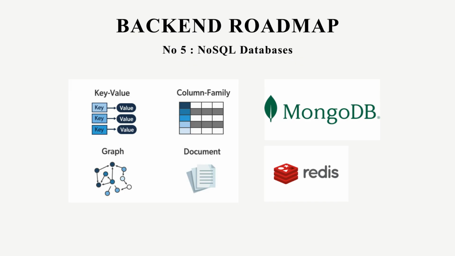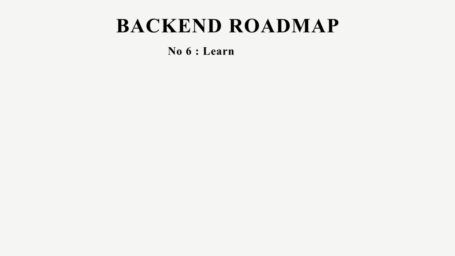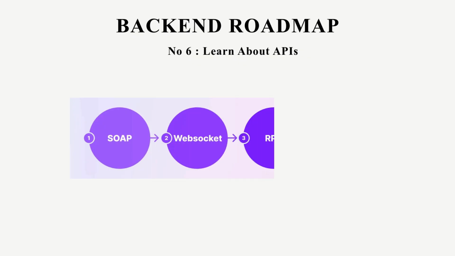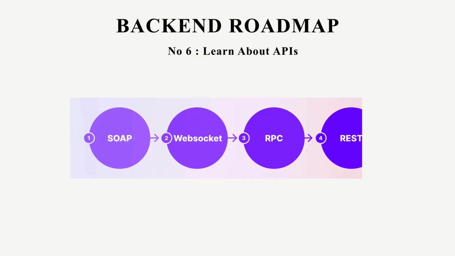Backend developers should understand both relational and NoSQL databases. Number 6. Learn about APIs. APIs are one of the most important responsibilities of backend developers. An API allows different systems to communicate with each other.